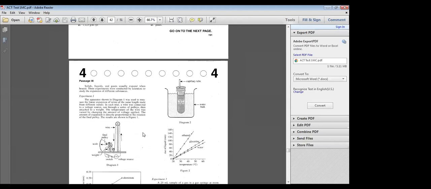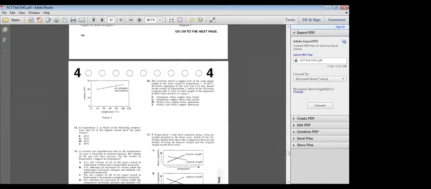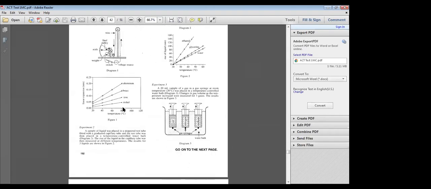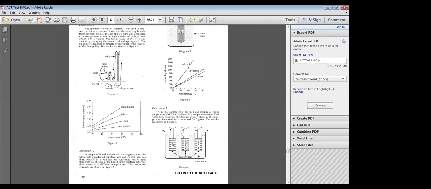Was this one harder? Yes. It had more things going on, didn't it? All right, let's look at the questions. In experiment 2, at which of the following temperatures did all of the liquids tested have the same volume? So we're looking at experiment 2, and here's the graph we're going to look at. When did they all have the same volume? Right, at 20 degrees, so F.